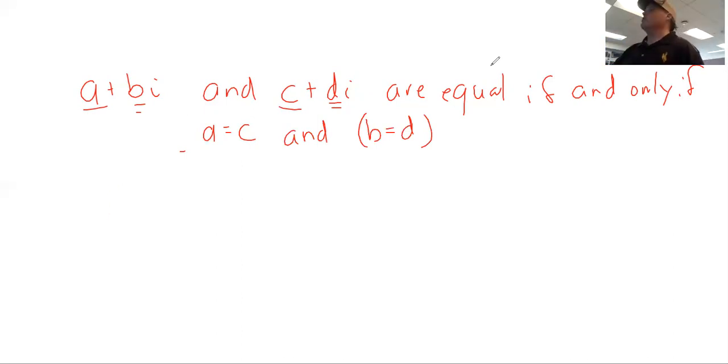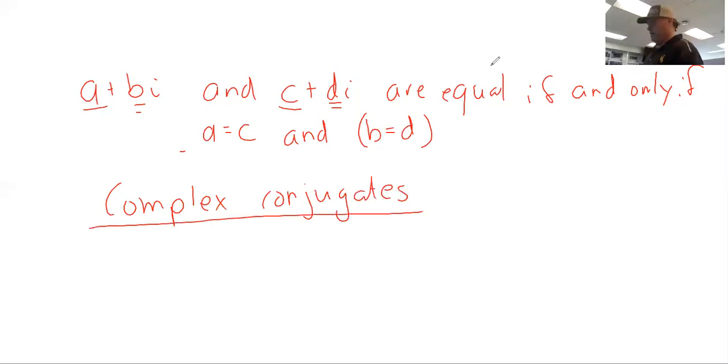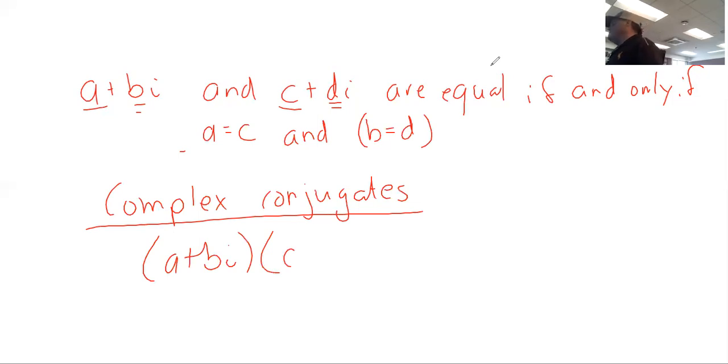Then you have what are called complex conjugates. And a complex conjugate says that if you have a + bi, its conjugate is a - bi. And that's very important. We're going to use that later to get rid of things. Okay?